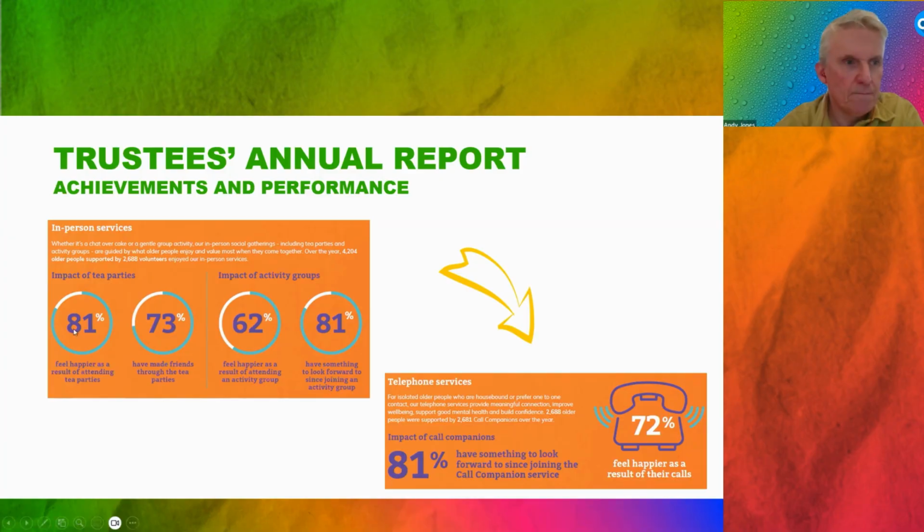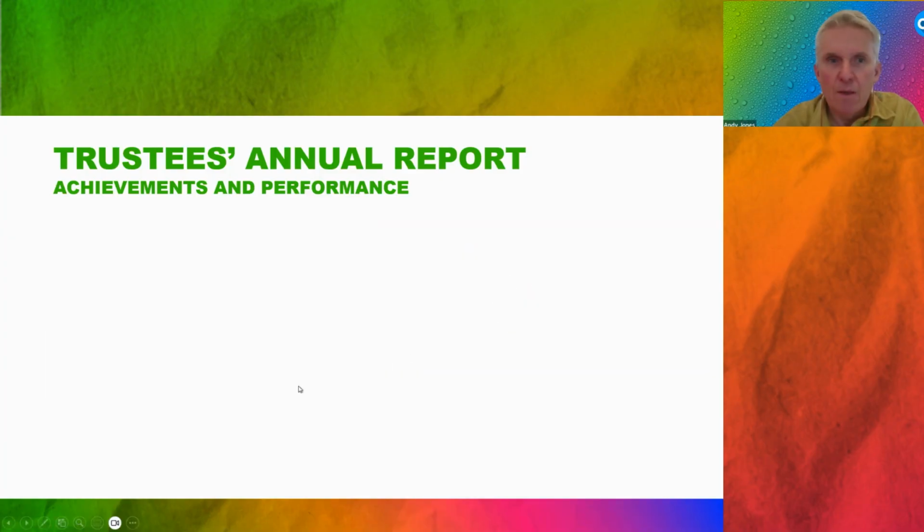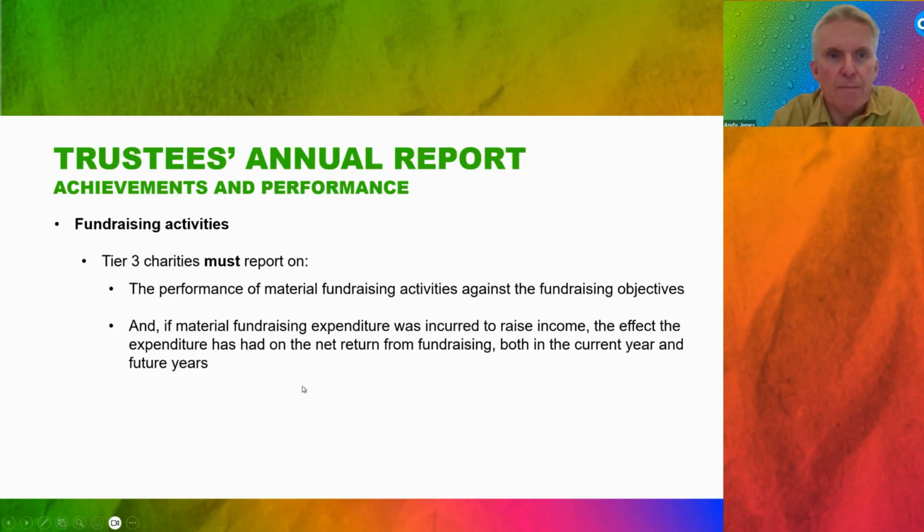The final piece around achievements and performances, and Glenn touched on this, is just around fundraising activities. And this is really impacting the larger charities, the tier three charities, where they've got to report on the performance of any material fundraising activities and how those match up against fundraising objectives. And also if there is material fundraising expenditure that was incurred in raising income, what effect that expenditure has on the net return from fundraising.